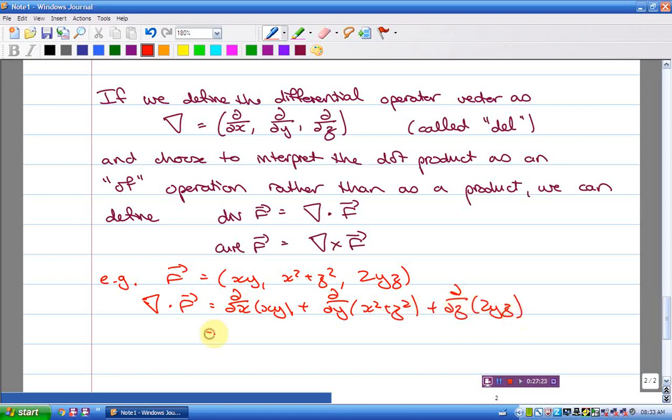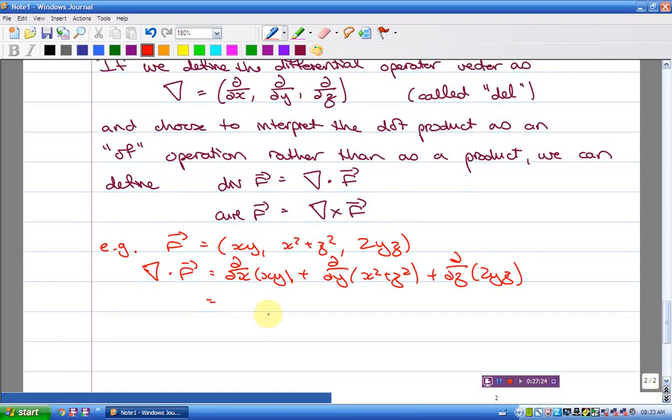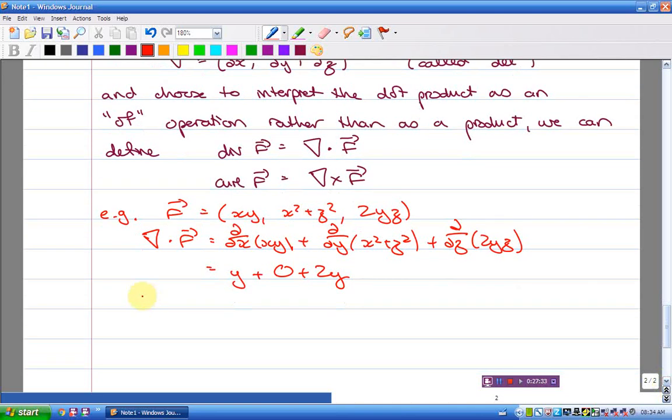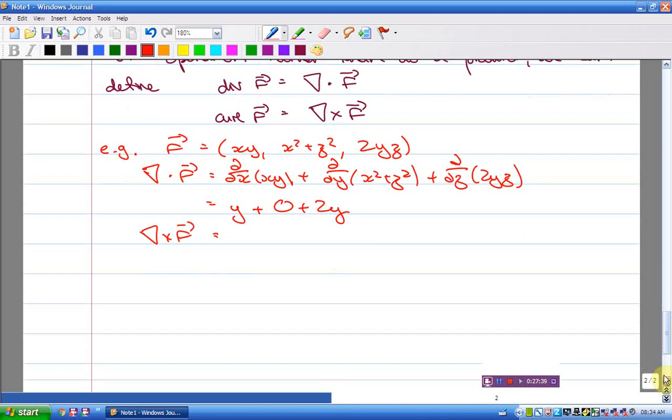That's nice and easy. It's the curl that gets a little bit more complicated. What would that be? That would be y plus 0 plus 2y, and that would be my div f. What about my curl f? My curl f I would do like a dot product, except it's not a product. So what I do is at the side of the page, just like I would ordinarily do a little cross product, little side of the page calculation, I always start writing from the bottom.